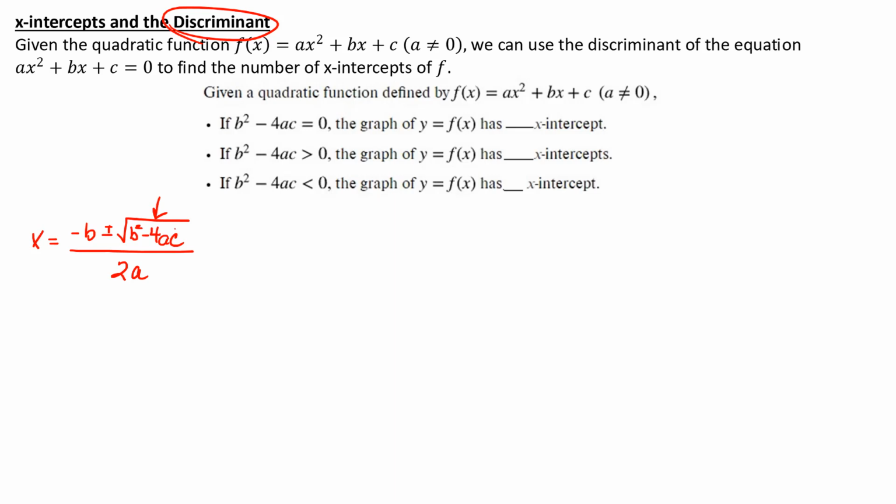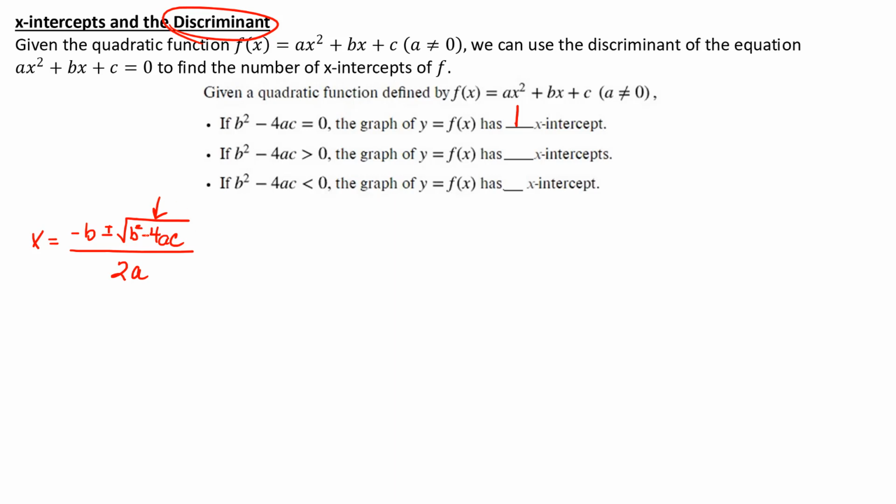Because if b squared minus 4ac is 0, for example, you're only going to get one solution, -b over 2a, because everything else goes away. So that means that in the case that the discriminant b squared minus 4ac is equal to 0, the graph of the function only has one x-intercept.